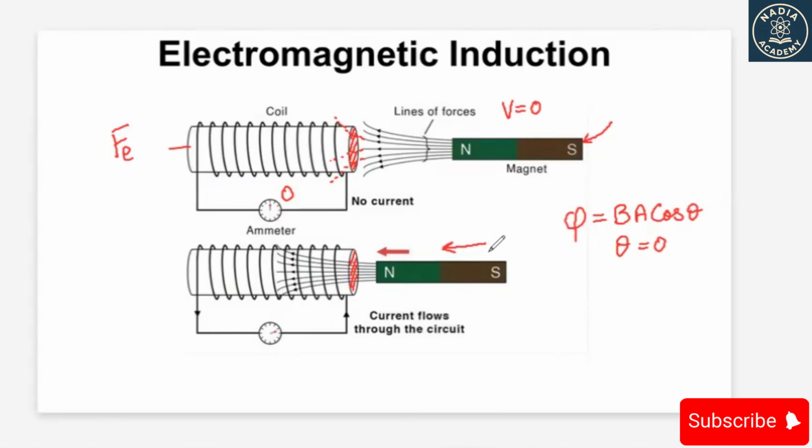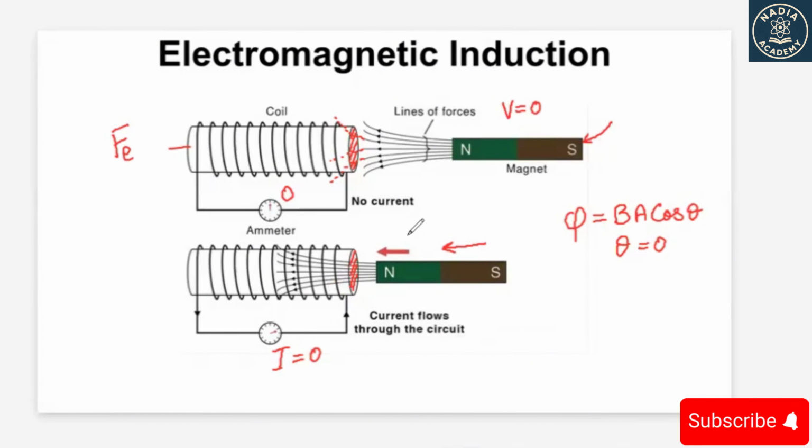Now, when this magnet is moving towards this coil, your ammeter will show that there is a flow of current in this coil, meaning in the wire which we use to make this coil. So now we got non-zero current. This is because of electromagnetic induction.